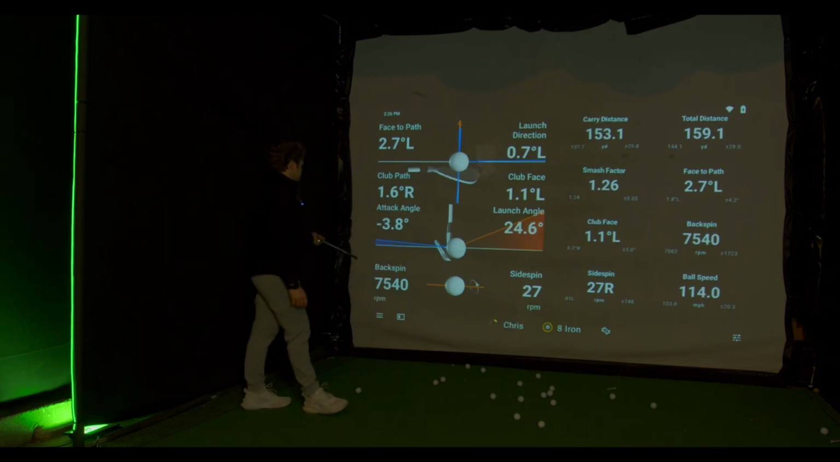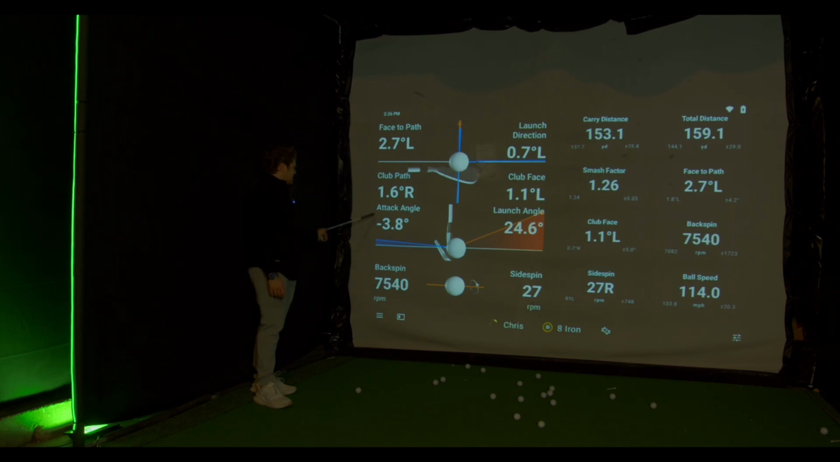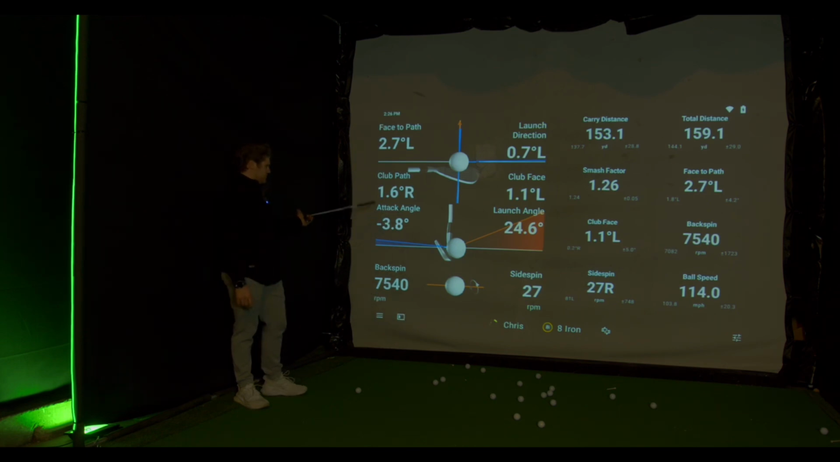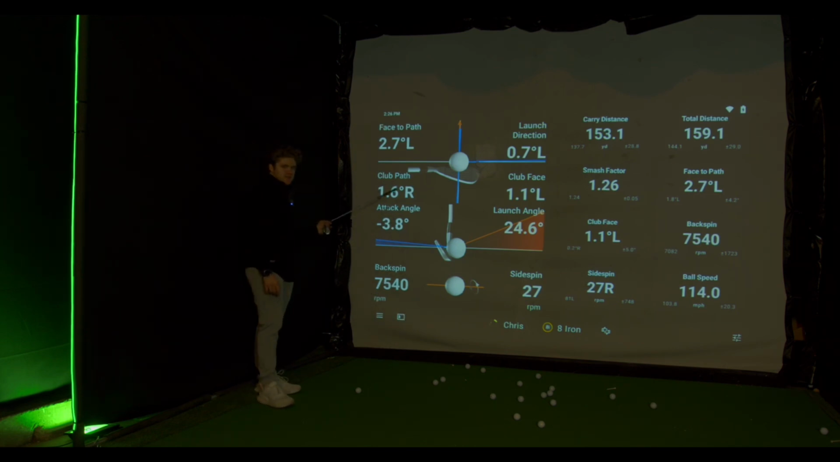But at least you understand backspin and attack angle do correlate together, and you do sometimes want a good attack angle. You do typically want negative. PGA Tour is, I think, 4.1 for an 8-iron. So you do want a negative. You don't want to be hitting up on the ball.